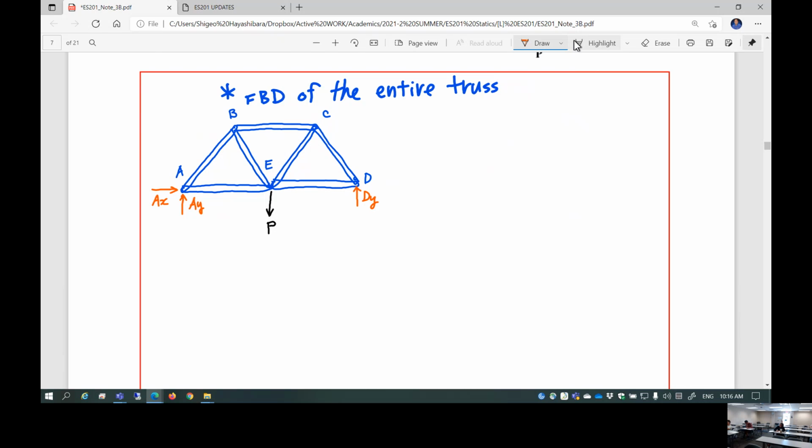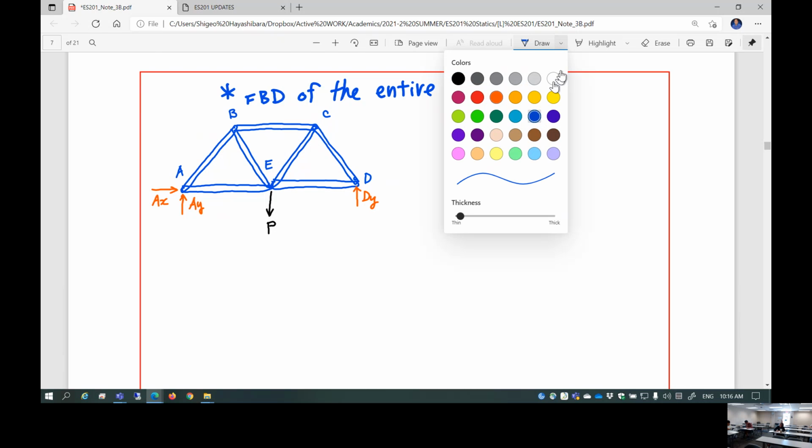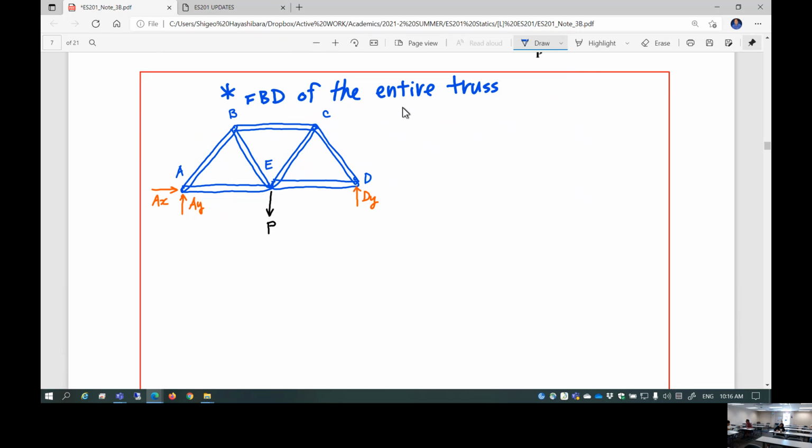So first of all, let's find those by applying summation of the forces set equal to 0. What is the first equation to apply? I'm going to apply summation of the force in x direction set equal to 0. This very simply gives you AX must be 0. So this is gone.